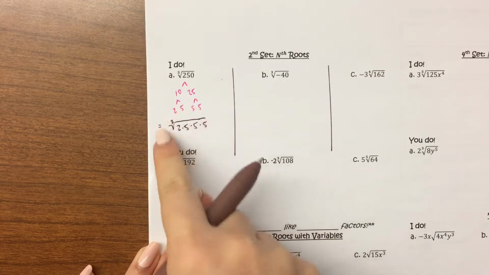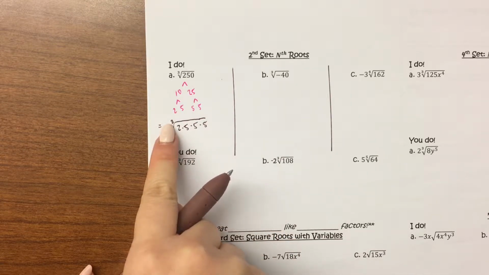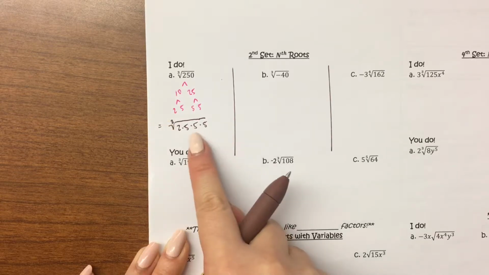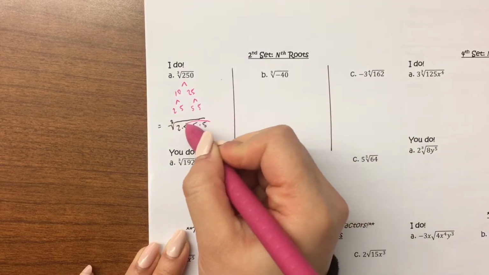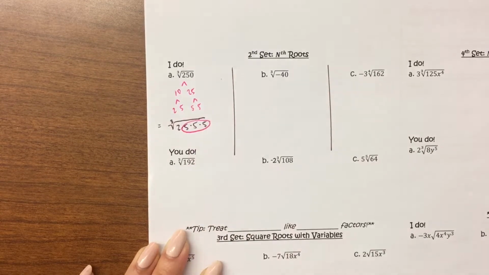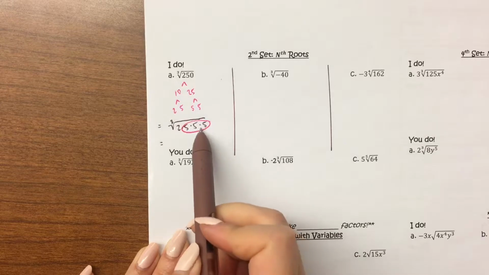All right, once we're done with this, I'm going to go ahead and look for groups of the nth root. So you guys will notice that since it's no longer a 2, I'm not looking for groups of 2 anymore. I'm looking for groups of 3. Well, I see a group of 3 5s over here, so I'm going to go ahead and circle that. 1, 2, 3 5s. All right, there's no more groups of 3. So from my next step, I can go ahead and pull out a 5.